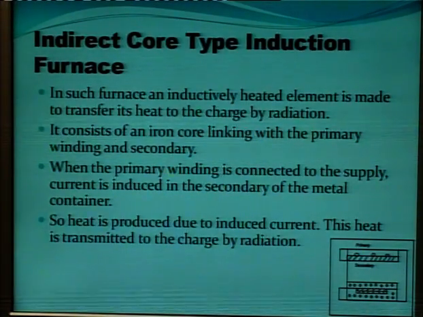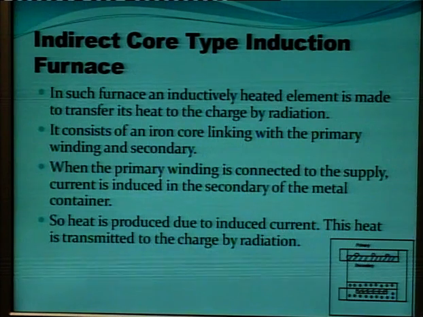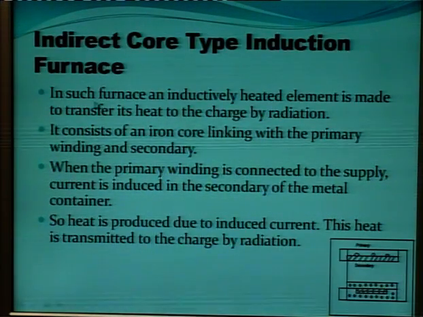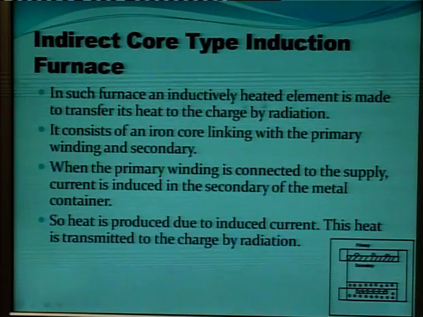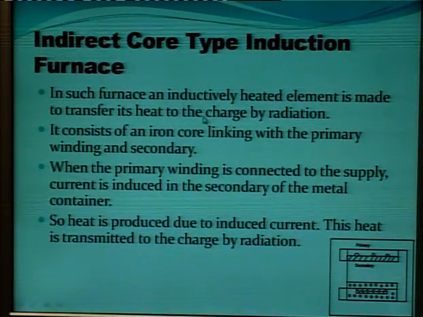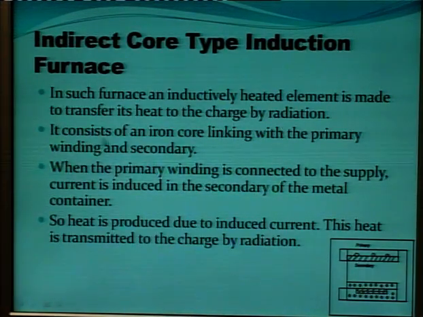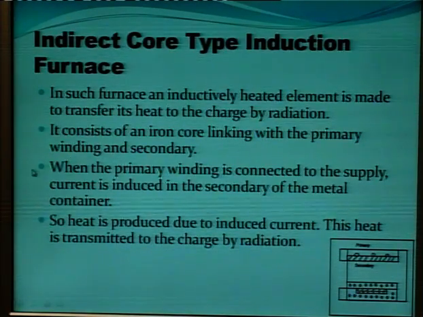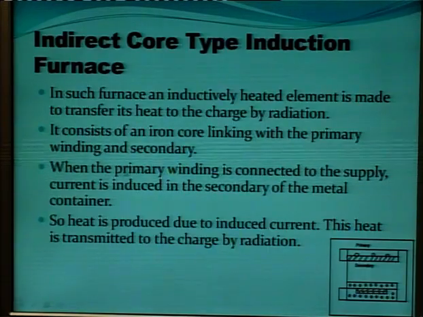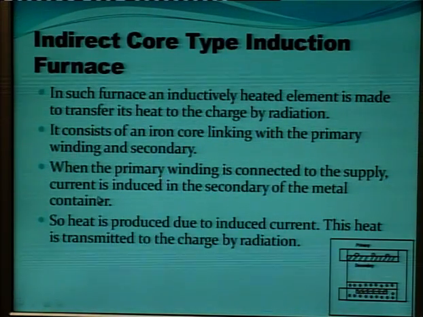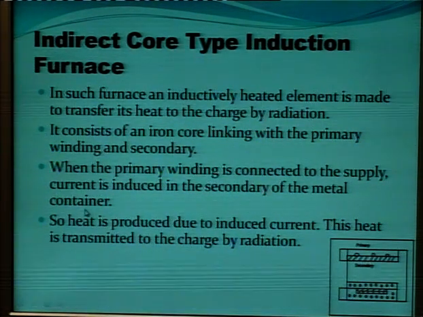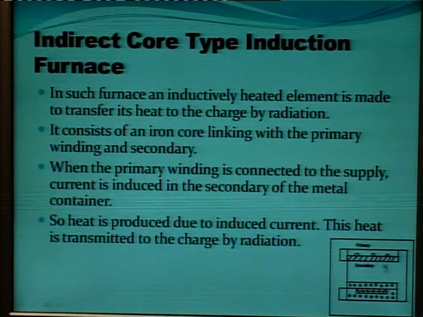The next is the indirect core type induction furnace. Now here the charge is not in direct contact with the primary and secondary winding. In such a furnace, an inductively heated element is made to transfer its heat to the charge by radiation. It consists of an iron core linking with the primary winding and secondary. When the primary winding is connected to the supply, current is induced in the secondary of the metal container. So the heat is produced due to the induced current and this heat is transmitted to the charge by the radiation process.